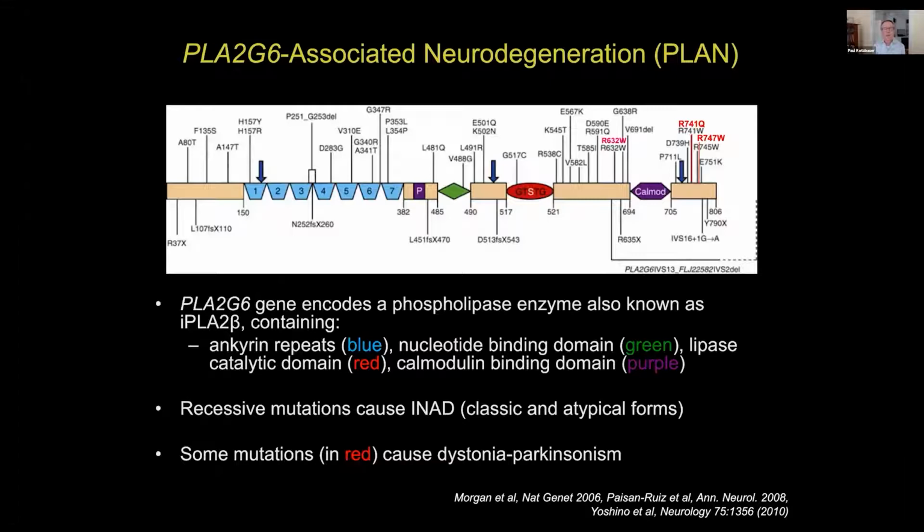It shows all the different mutations that were identified in the initial genetic studies. There are now even more. And what you see is there are quite a few mutations causing missense amino acid changes throughout the length of the protein. It's an 806 amino acid protein.